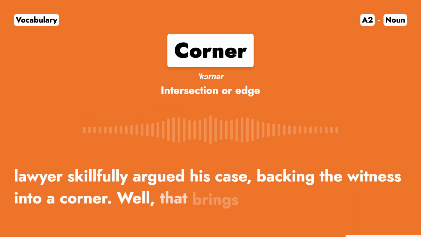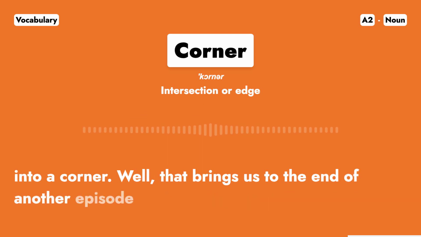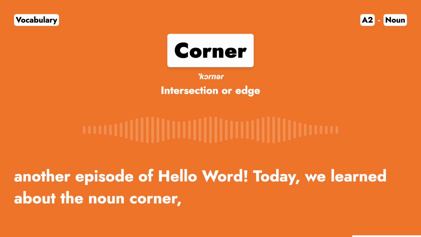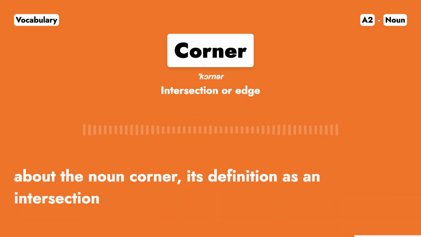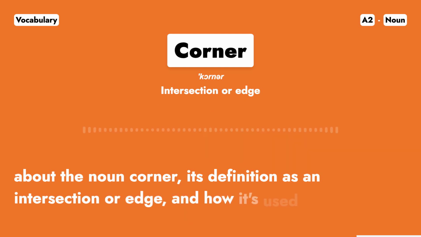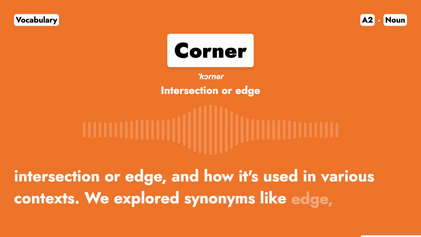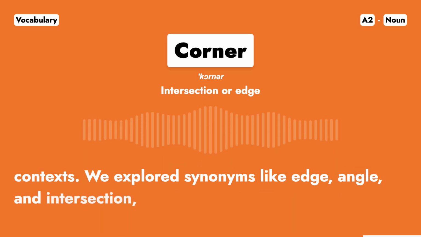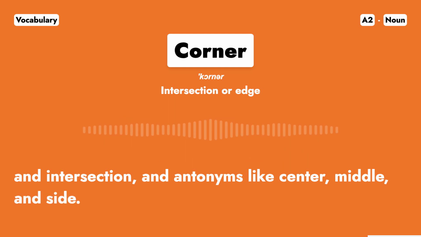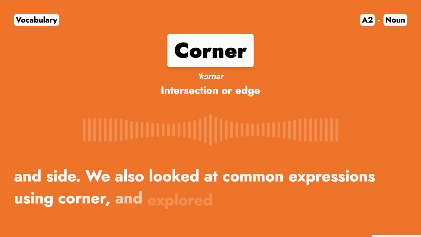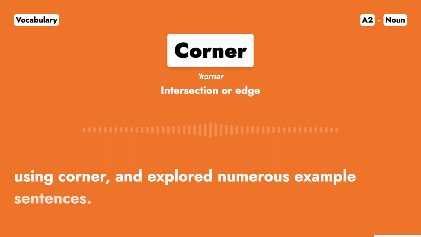Well, that brings us to the end of another episode of Hello Word. Today, we learned about the noun corner, its definition as an intersection or edge, and how it's used in various contexts. We explored synonyms like edge, angle, and intersection, and antonyms like center, middle, and side. We also looked at common expressions using corner and explored numerous example sentences.